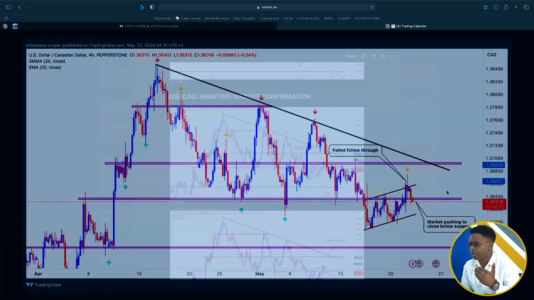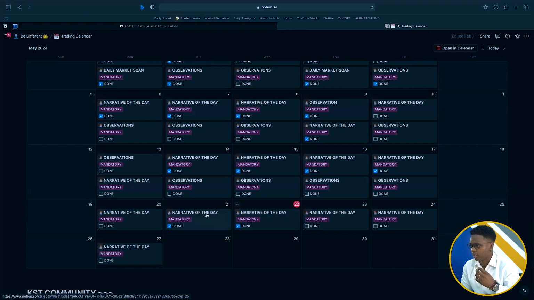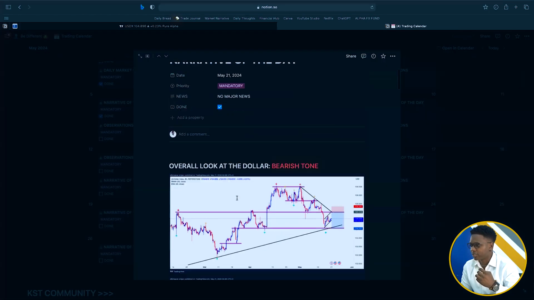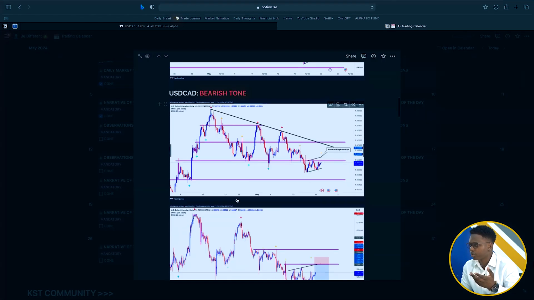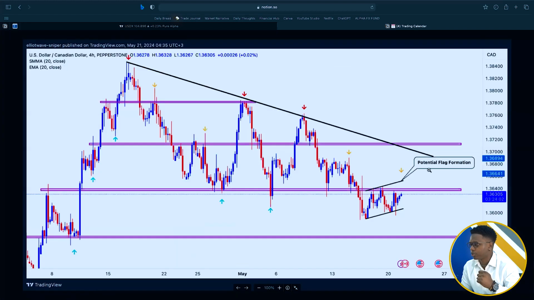Because if you look at what I was having on Tuesday, yesterday, let me show you. USD CAD, so you can see here, I had a bearish tone. This was a potential flag formation. This is a major pattern that I like trading. So I was waiting for the market to come and reject, touch that high level, remove all the stop losses that are here, and come and close back below.